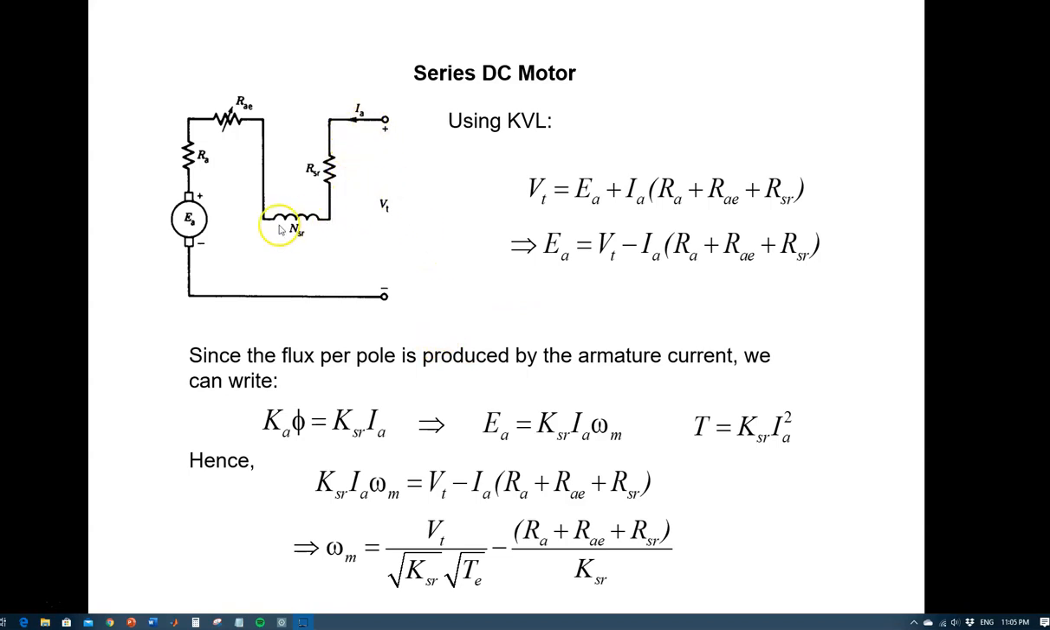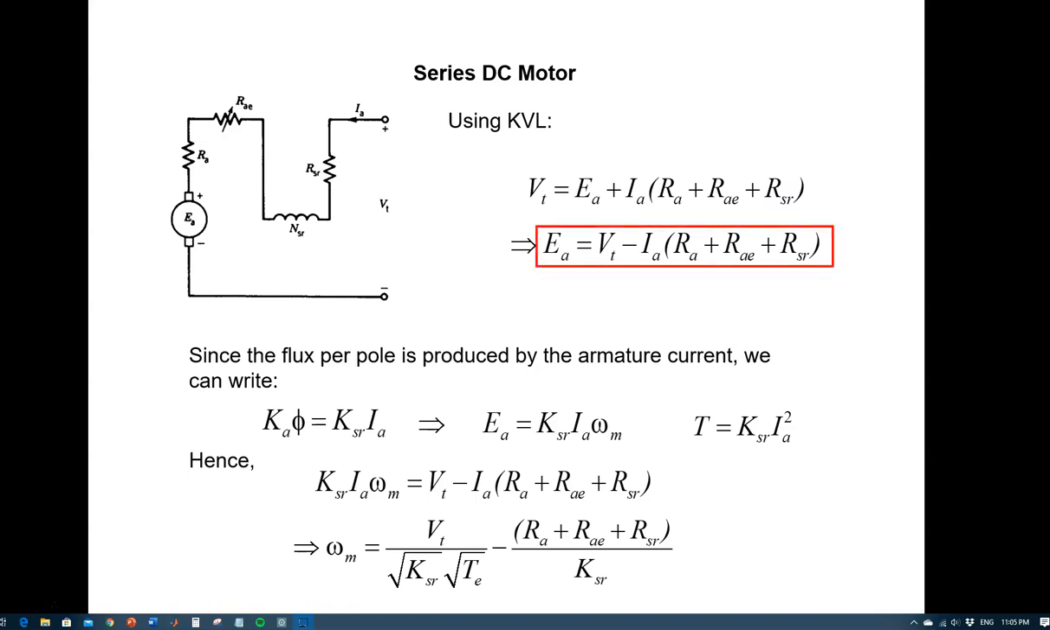So the armature equation, including the field circuit, is given by this equation. If you take KVL around this loop, you can see that there is no separate field current, because the armature current is equal to the field current. And there are three resistances: RA, which is the armature resistance; RAE, which is the variable resistance, purposely added to control the field current in the circuit; and the resistance of the series winding, which is RSR.